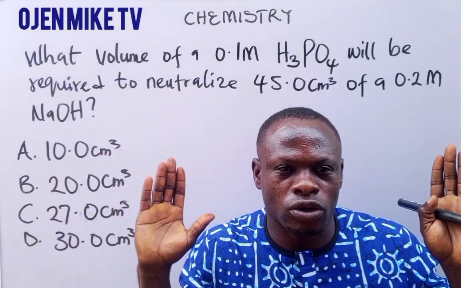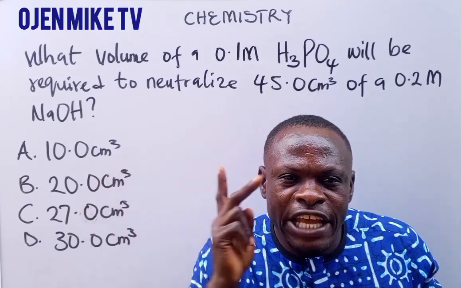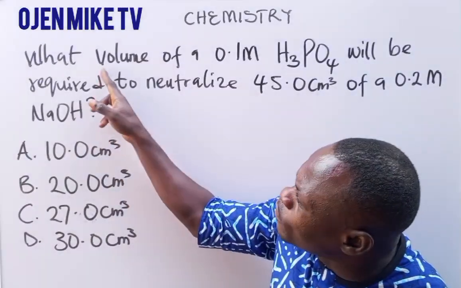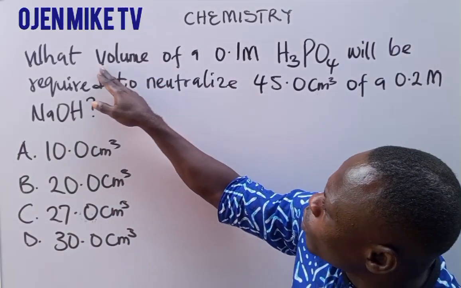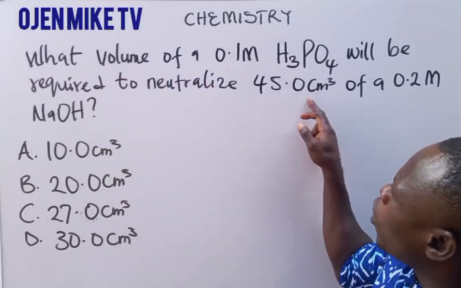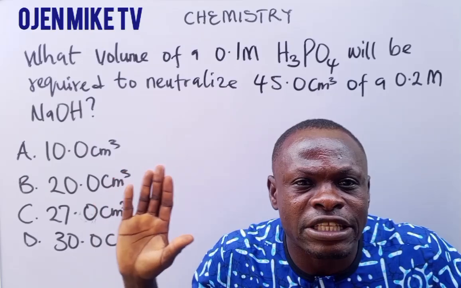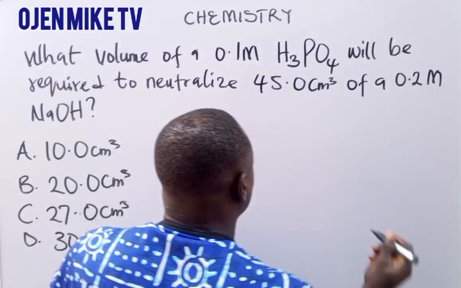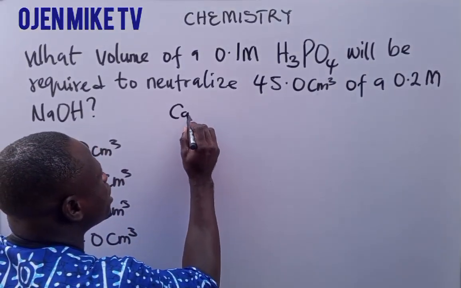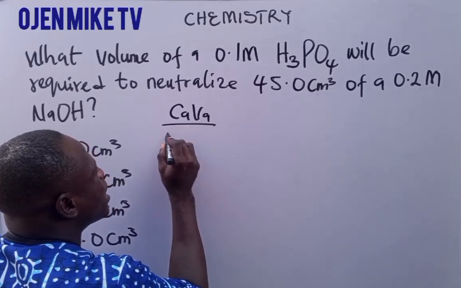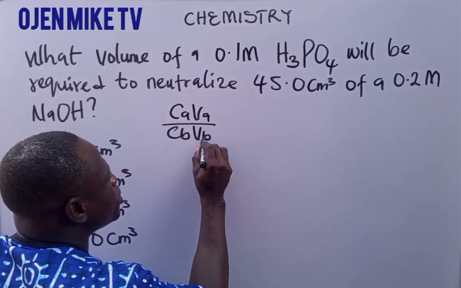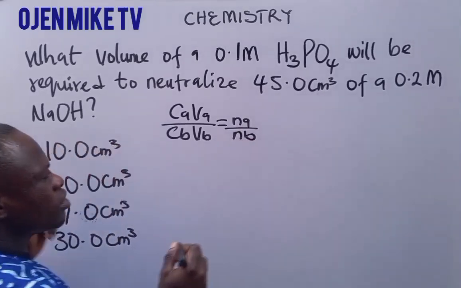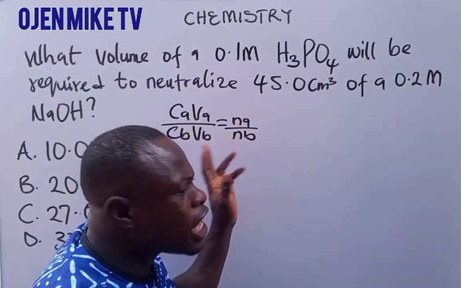This is an acid-base titration, a neutralization reaction. When you see a question that involves neutralization like this, and you are given two volumes, where one volume is asked and one volume is given, it is simply titration. The formula you can use is CAVA over CBVB equals NA over NB.